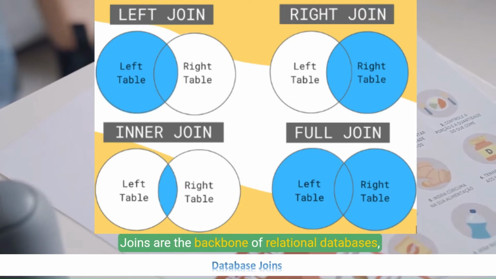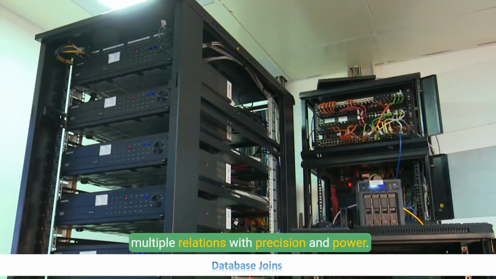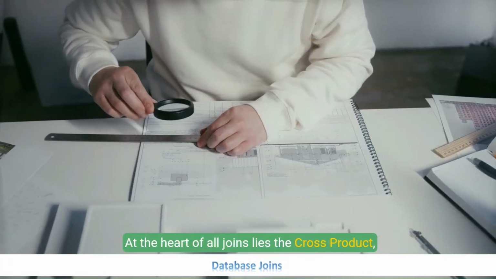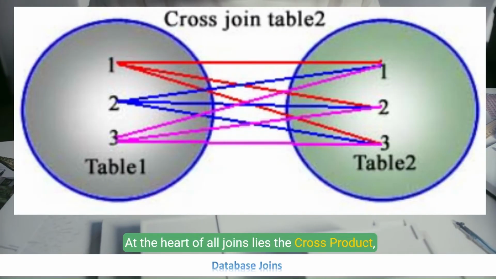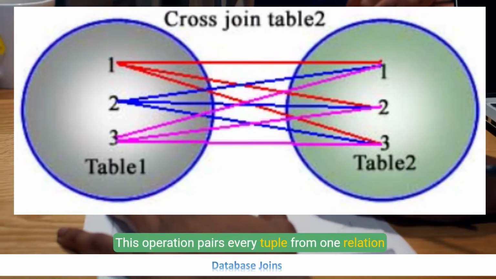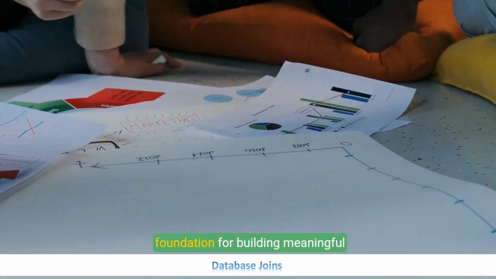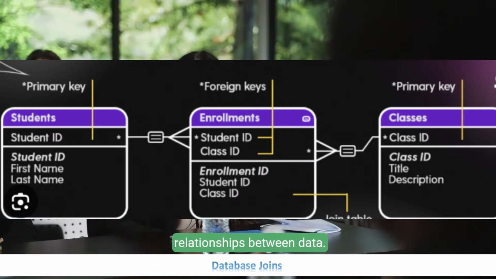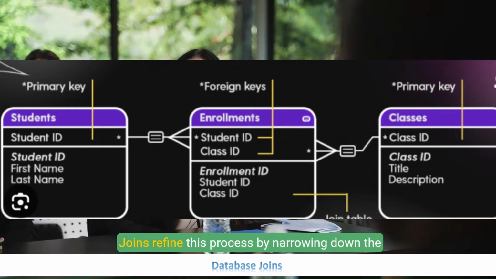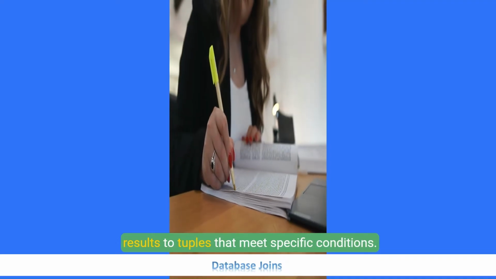Joins are the backbone of relational databases, helping us connect data across multiple relations with precision and power. At the heart of all joins lies the cross product, also known as the Cartesian product. This operation pairs every tuple from one relation with every tuple from another, creating a foundation for building meaningful relationships between data. Joins refine this process by narrowing down the results to tuples that meet specific conditions.